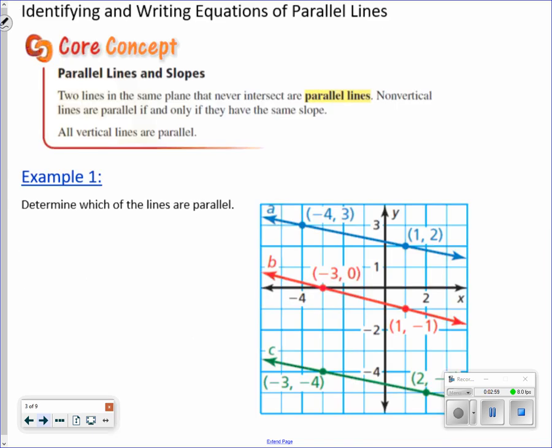Two lines in the same plane that never intersect are called parallel lines. All vertical lines would also be parallel. So if I have a vertical line, and another vertical line, they would also be parallel.